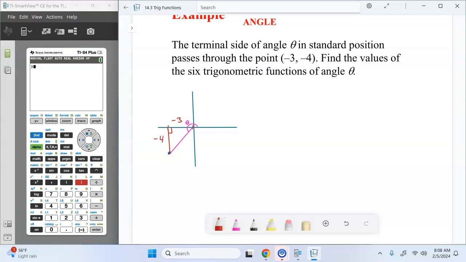So your legs can have negative values. However, the radius will never be negative because we always end up squaring the legs, and we have to take the square root. So our radius will always be positive.